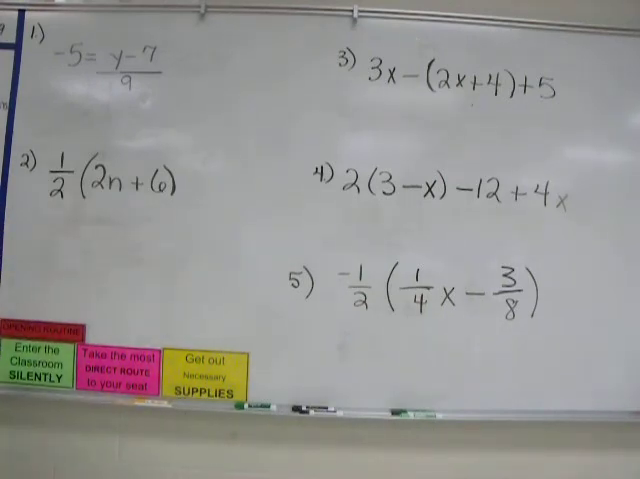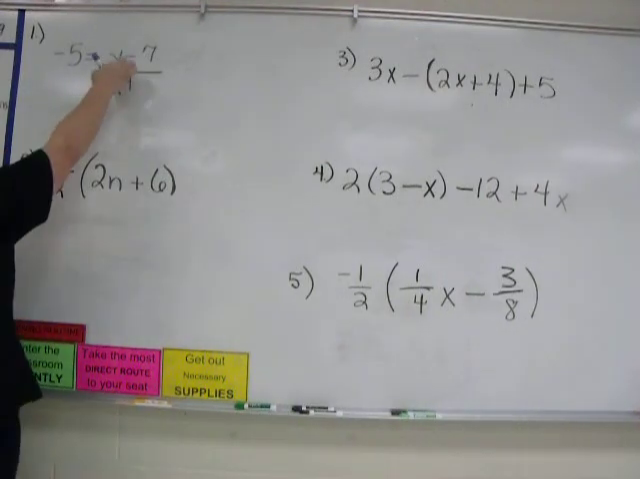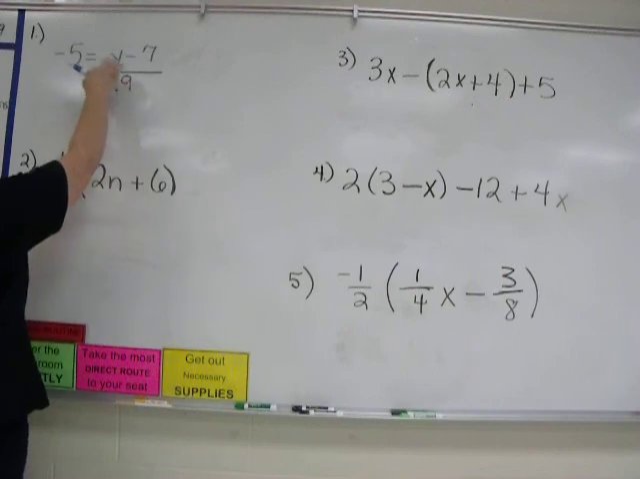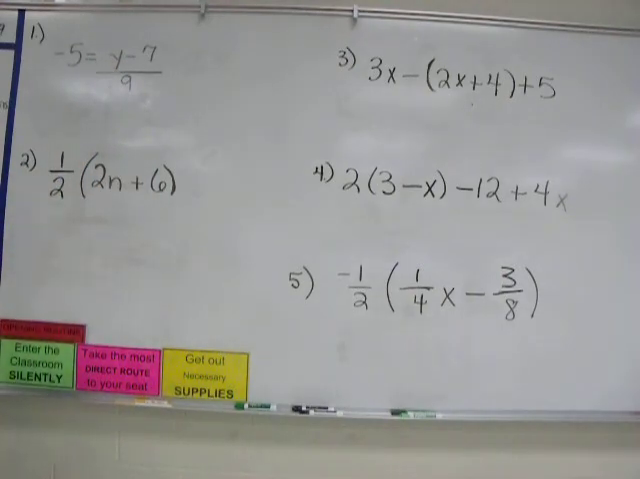The first one is a two-step. And again, you're going to ask yourself the same questions that we've been asking for the past 2 weeks. What's been done to y? The y, we have subtracted 7 and then we've divided by 9. You have to undo it in the opposite order, which means we have to take care of that 9 first.